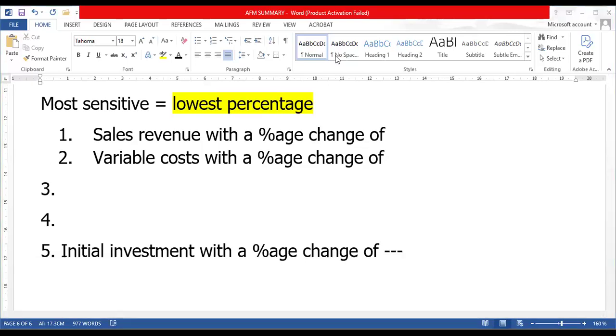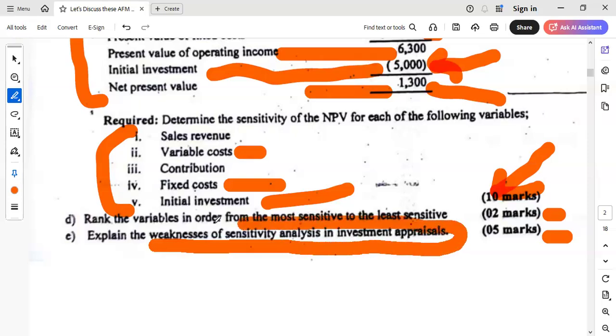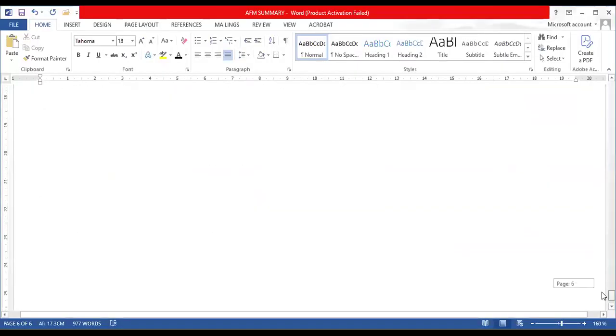Actually, not only 10 marks. We are almost scoring 25. You have added these 2 marks. What are the weaknesses of sensitivity analysis? They sometimes ask this as the limitations. Do you know the weaknesses? First of all, do you know the merits? Because next time they can say the merits. But let's start with the weaknesses as we cross in these remaining 10 minutes.